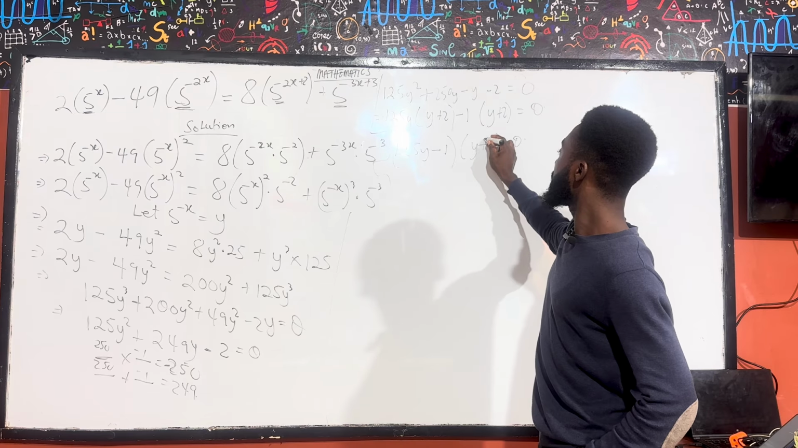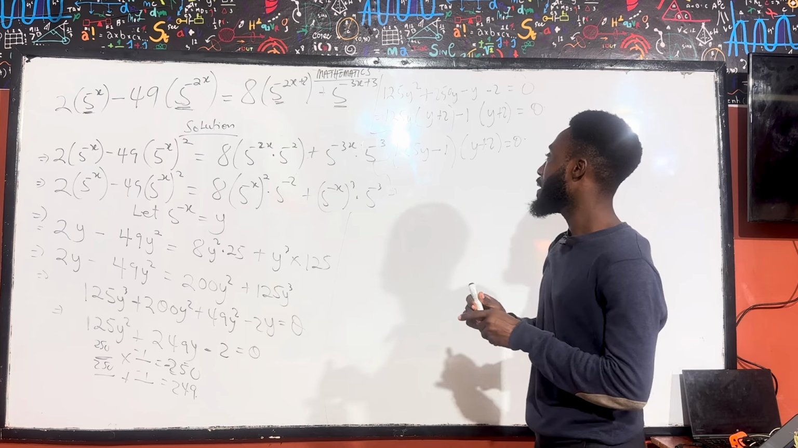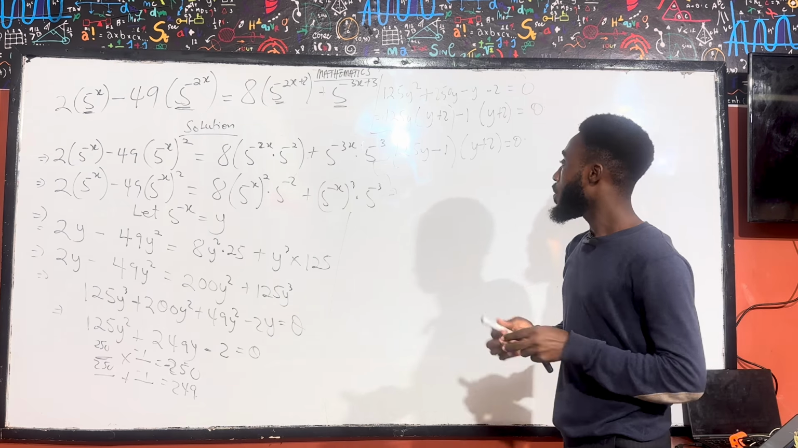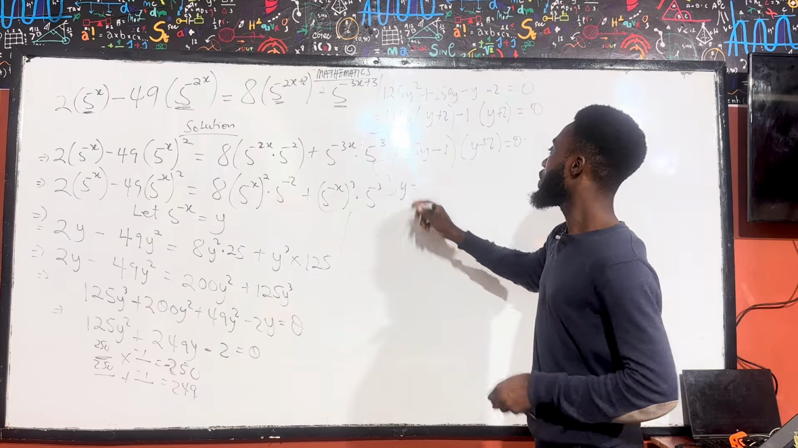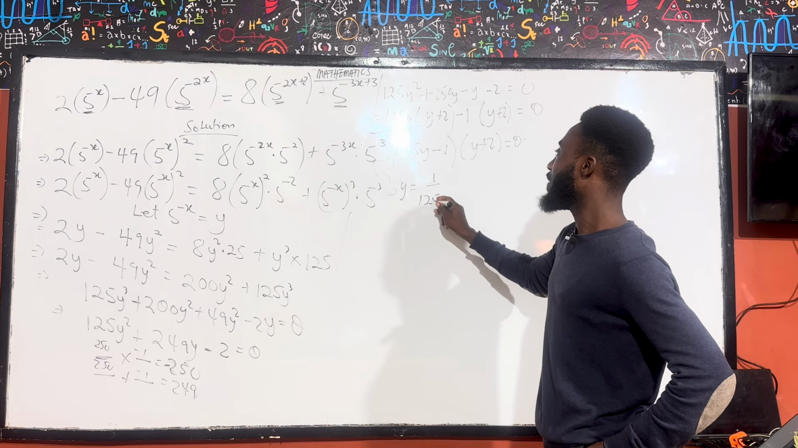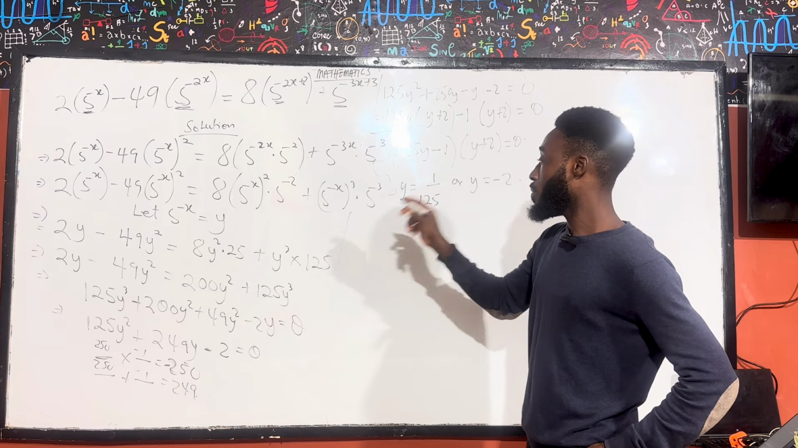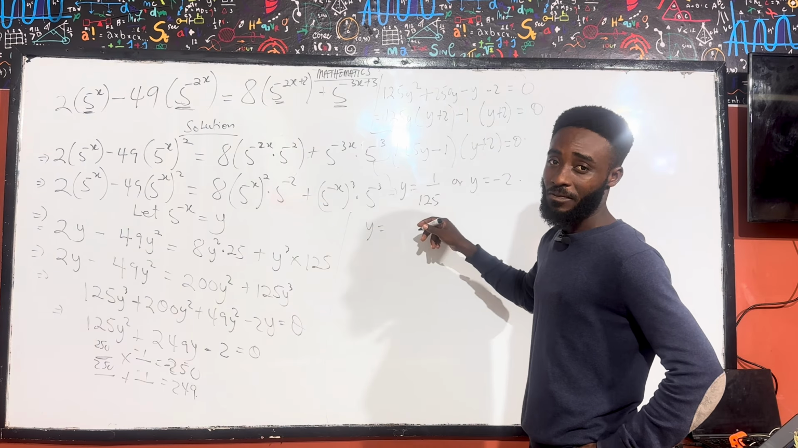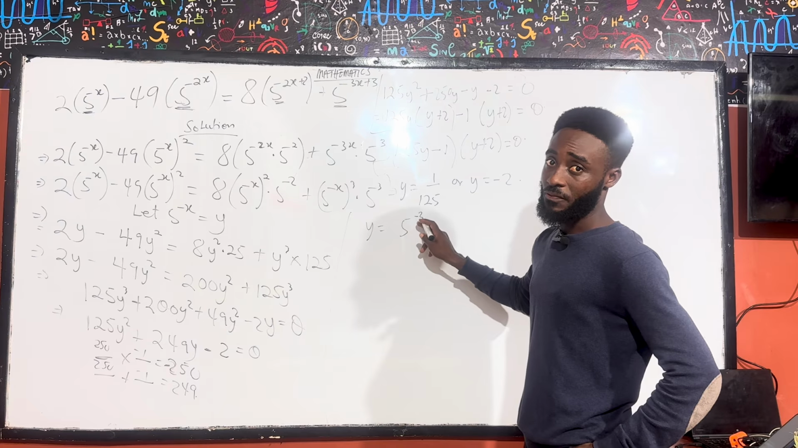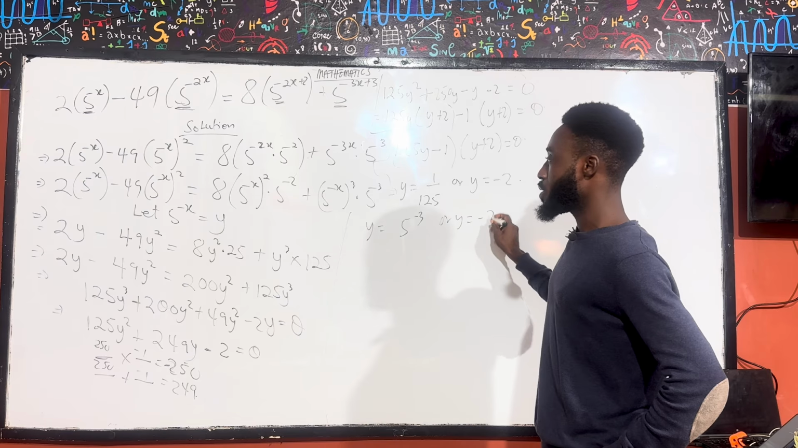So y plus 2 equals 0. So we would have something like this: y is equal to 1 over 125, or y is equal to minus 2. But then 1 over 125 is the same as 5 to the power minus 3. Still on indices, 5 to the power minus 3, or y is equal to minus 2.